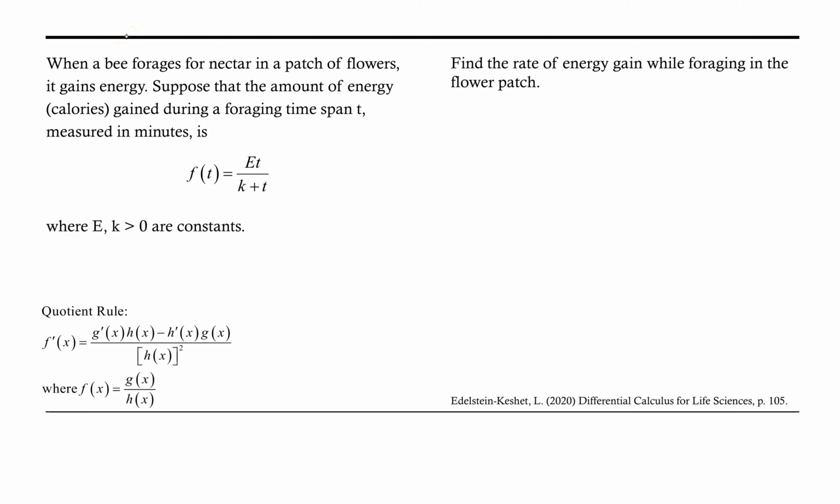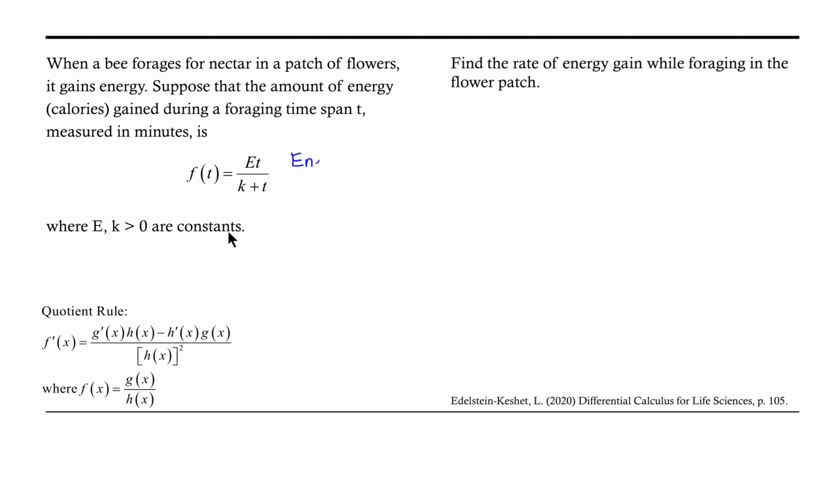Let's take a look at an application. When a bee forages for nectar in a patch of flowers, it gains energy. Suppose the amount of energy, calories gained, during a foraging time span t, measured in minutes, is modeled by the function f of t equals e times t over k plus t, where both e and k are positive constants. So the function we have here represents the energy gained.